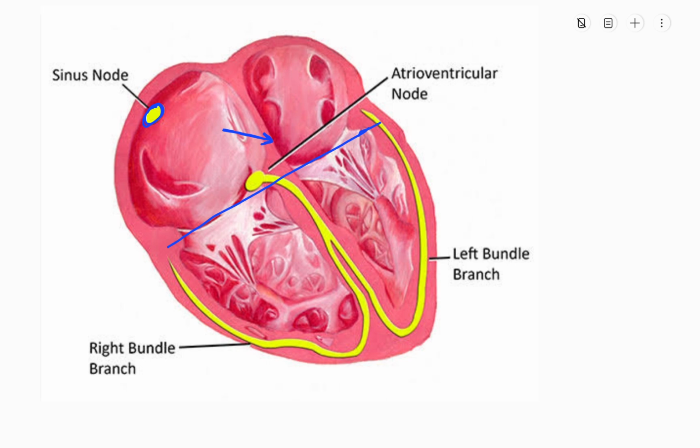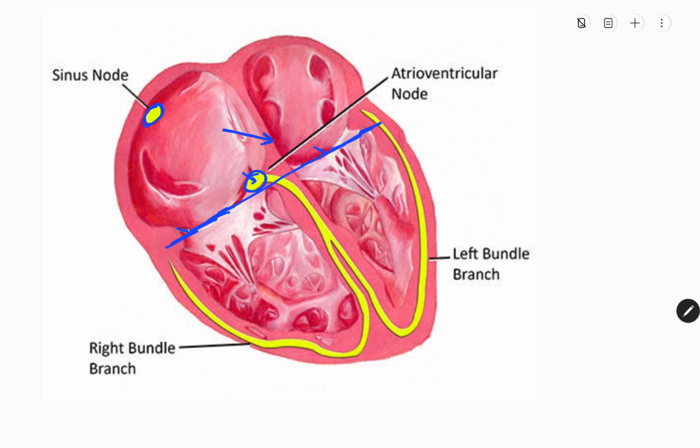So there is something known as the fibrous annulus. The fibrous annulus is this blue area. It is not a good conductor, so it will not allow the electrical currents to move inside the ventricle through this path. The only path available for the electrical current is the AV node. So the current will enter into the AV node.